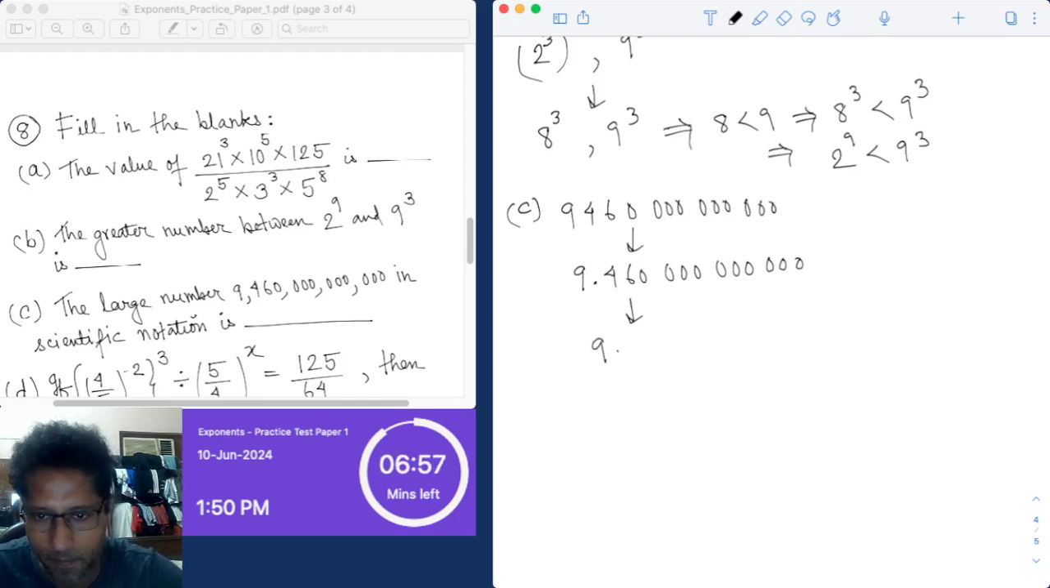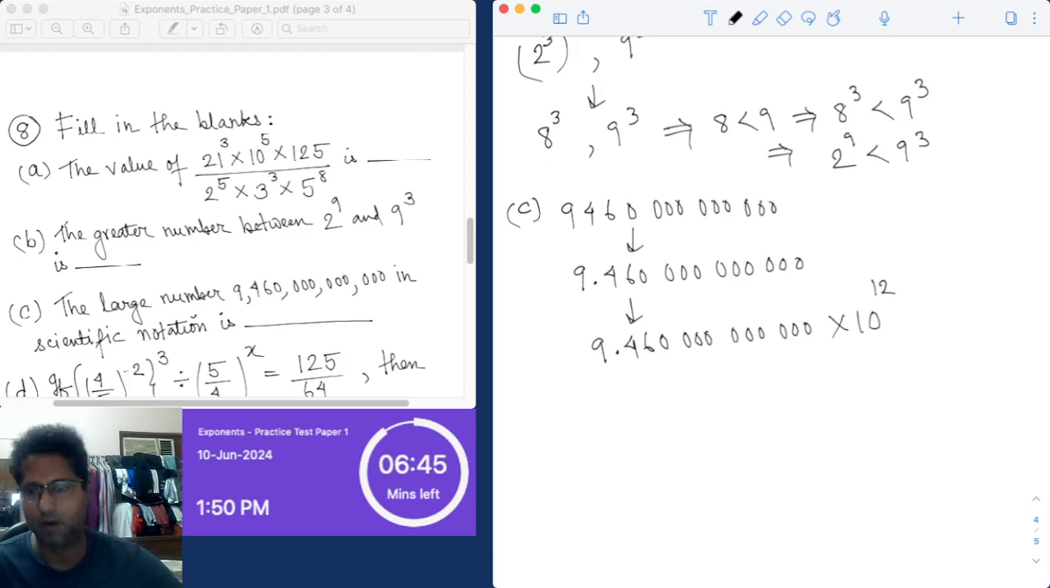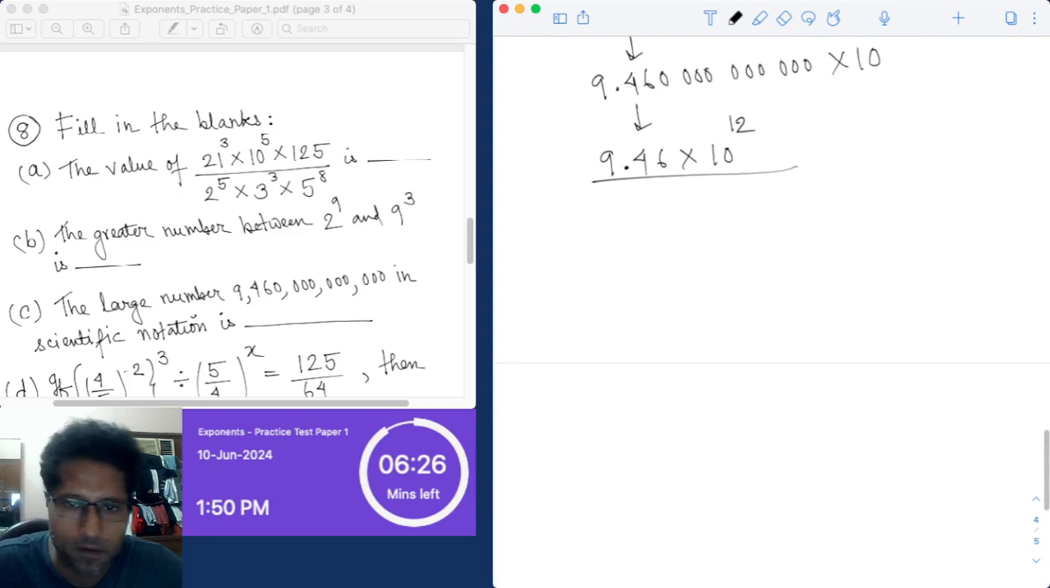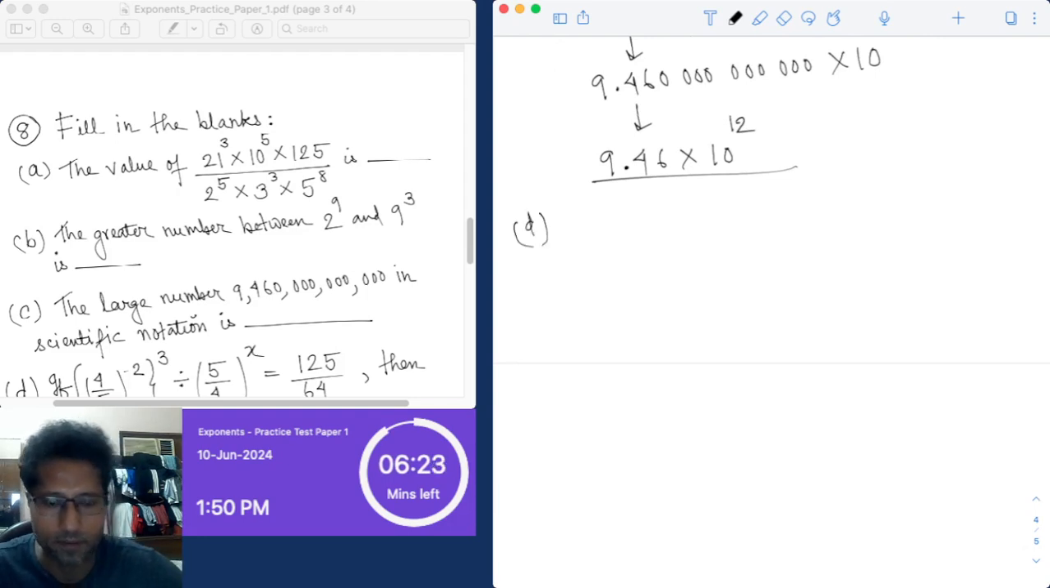So we multiply with 10 to the power 12, since there are 12 digits to the right of the decimal point. Now we ignore all the zeros at the extreme right of the decimal part. This becomes 9.46 multiplied by 10 to the power 12. This is the answer. Okay, let's do D.